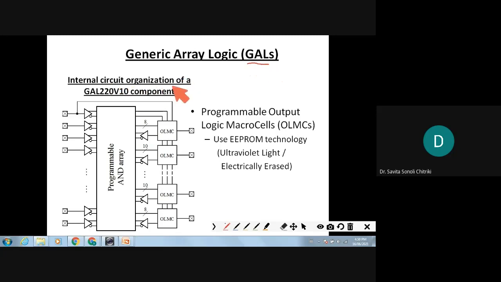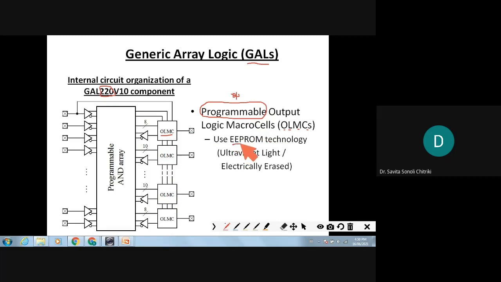So the internal structure and organization of GAL. In this example you see, GAL 22V10 component. This has programmable output logic macrocells, OLMCs. OLMC is programmable output logic macro cells. They are programmable. Means what? You can erase the data and you can reprogram. So either you can store 0 or 1 or you can erase it also. So programmable output logic macro cells, OLMCs, are there, right?